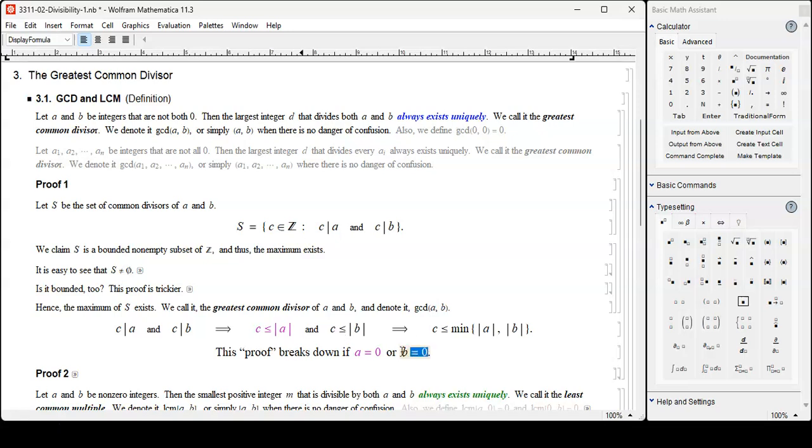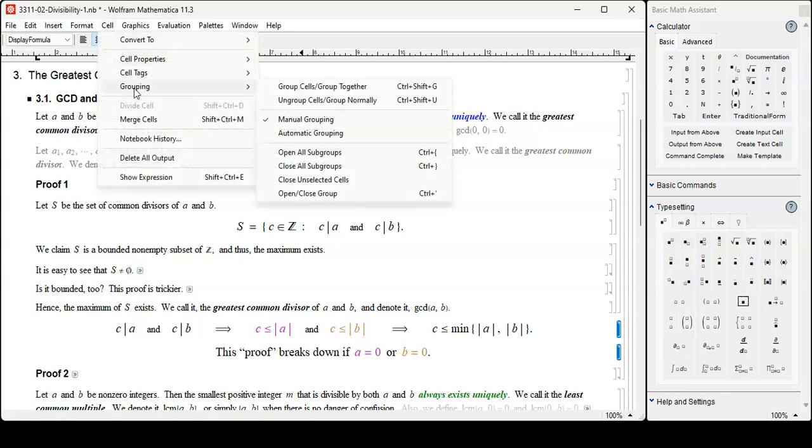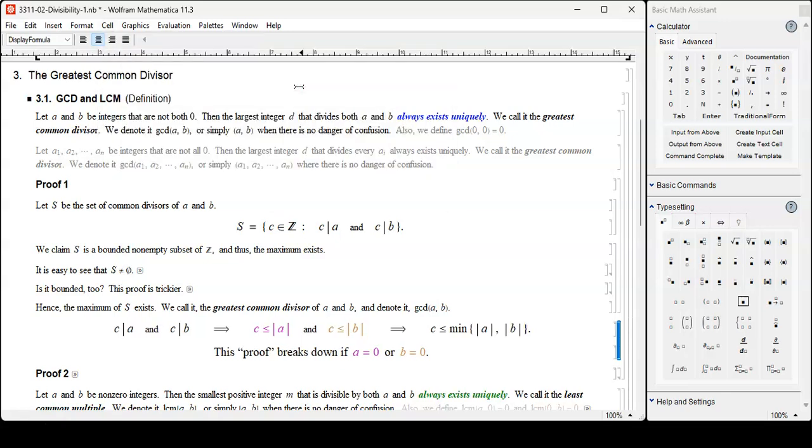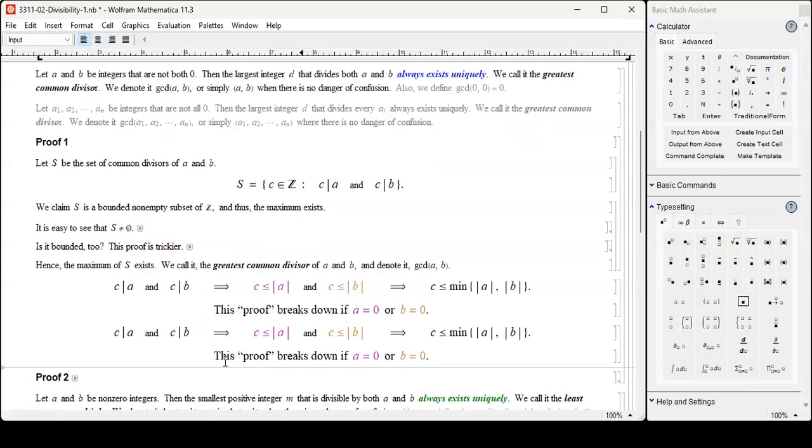The same goes for B equals 0, as I'm highlighting in brown. So this doesn't work. When A and B are both non-zero, it works out, but if any one of them is allowed to be 0, then it doesn't work anymore. But it is possible to make it right, as a matter of fact. It's a bit messy, but we can do it like this. This may not work, but this works out.